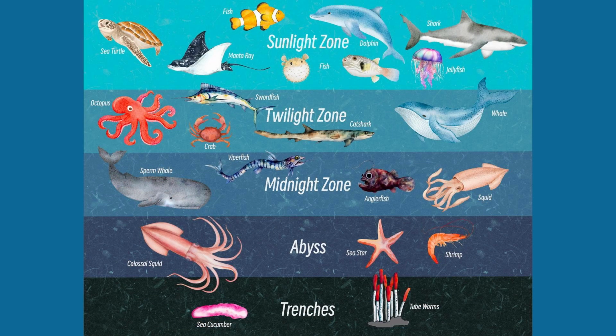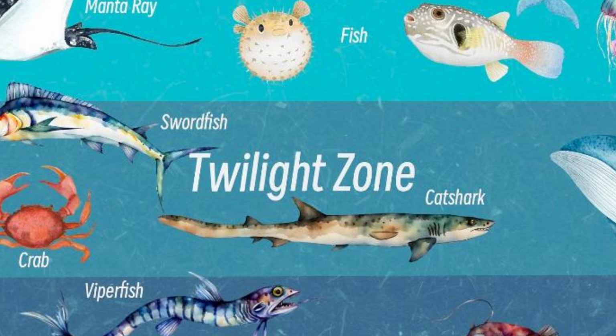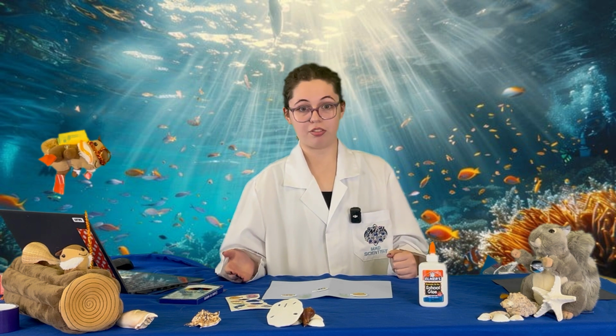Below the sunlight zone is the twilight zone, which extends from 200 to 1,000 meters, 656 to 3,280 feet deep. There's a little light here, so it's much darker and colder. Animals that live in this zone, like lanternfish and squid, have special adaptations such as large eyes to see in the dim light, or they produce their own light through bioluminescence. Let's explore how animals use bioluminescence to survive the twilight zone.